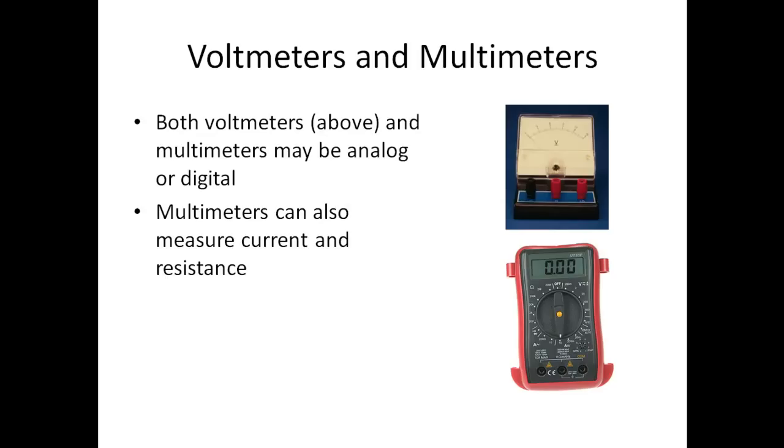Both voltmeters and multimeters may be analog or digital. At EMCS, we commonly use analog voltmeters to measure voltage. We can also use multimeters, which are a very handy device that can also measure current and resistance, and your parents may have these at home.